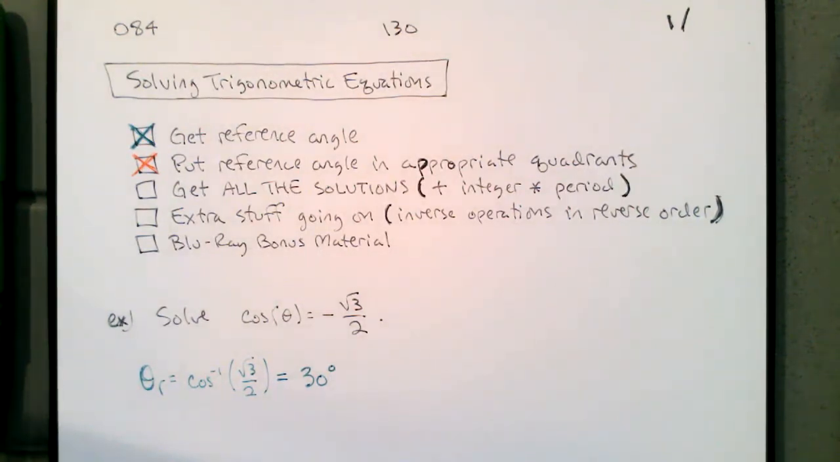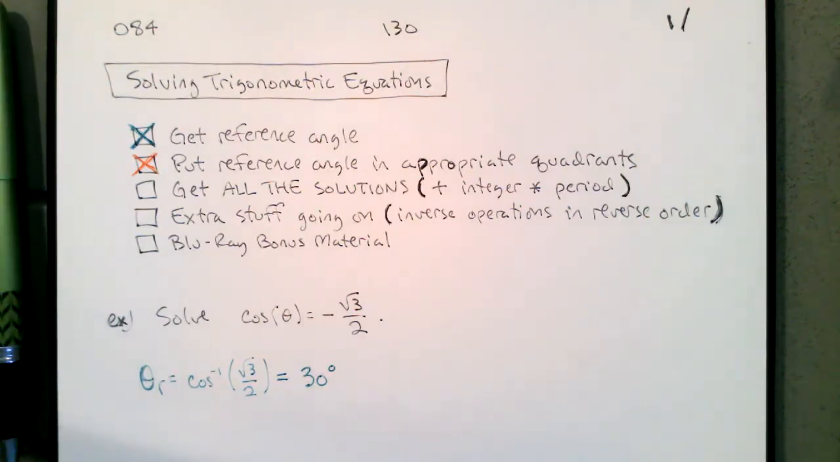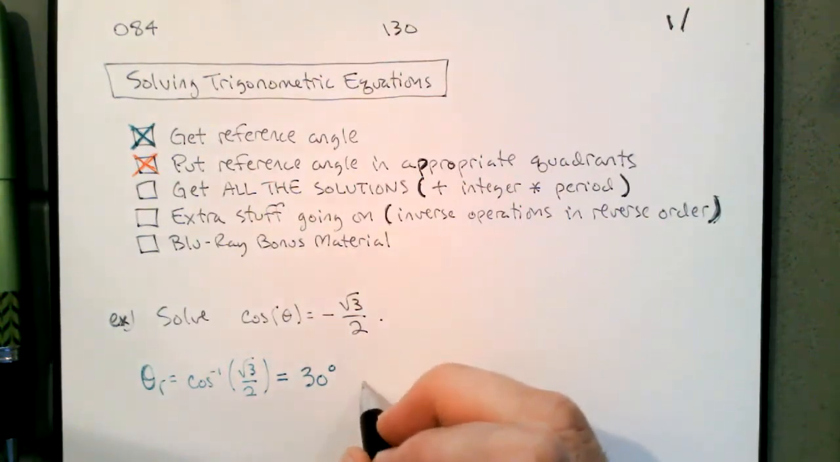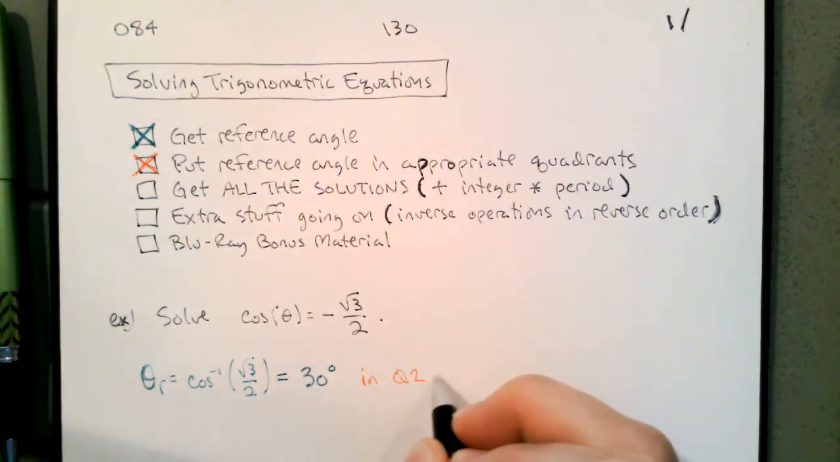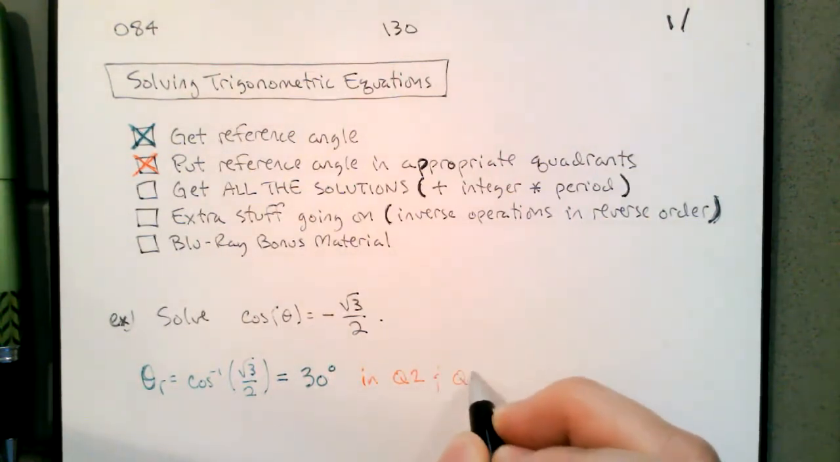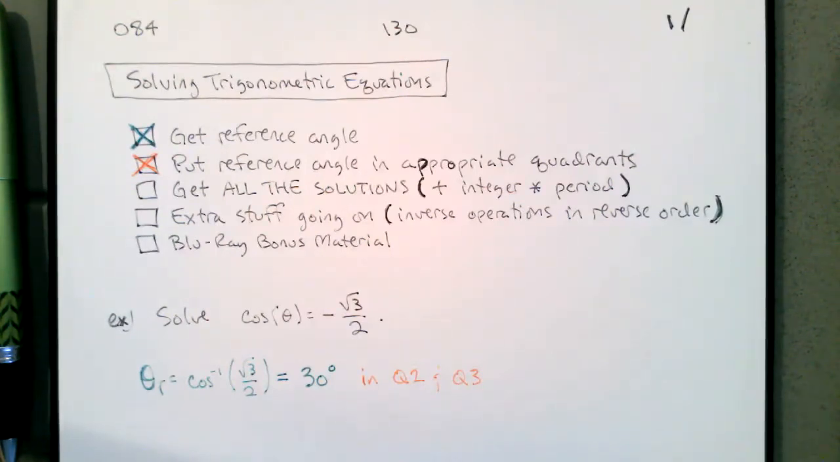That's the first thing. We get a reference angle. We ignore the negative parts. We just go for the reference angle. Just take the value root 3 over 2, not the negative root 3 over 2. And now we're going to put the reference angle into the appropriate quadrants. So now cosine is negative in the second quadrant and the third quadrant. So I need to put a 30-degree reference angle in quadrant 2 and quadrant 3.